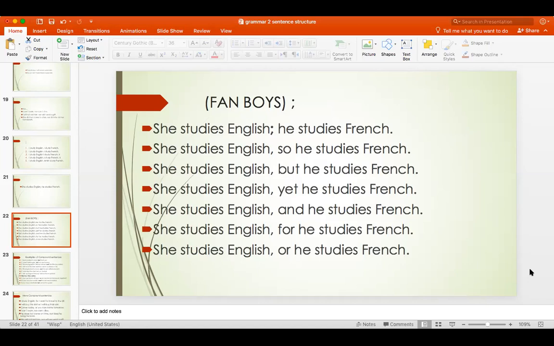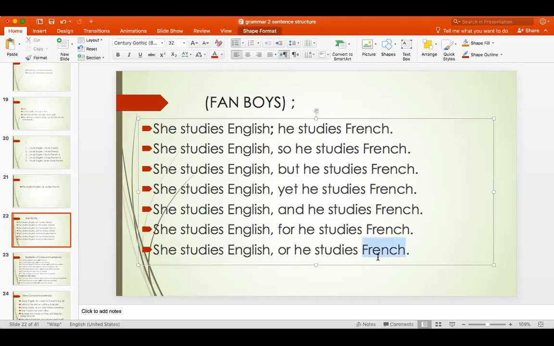She studies English, but he studies French. And if there's an element of surprise here, you could say, yet he studies French. If everything they've done together so far is the same or almost the same, but at university they're doing something different. And if you just want to add information, she studies English, and he studies French. And finally, again, I'm just stretching my imagination here. She studies English or he studies French.